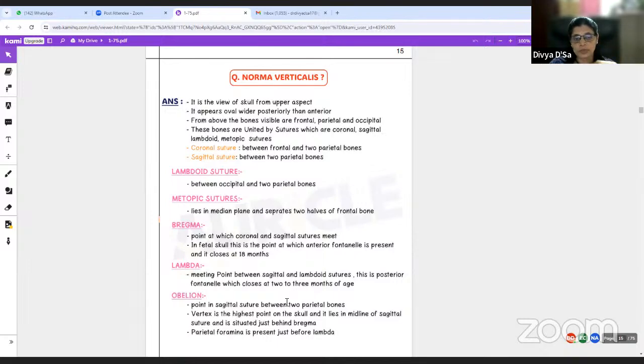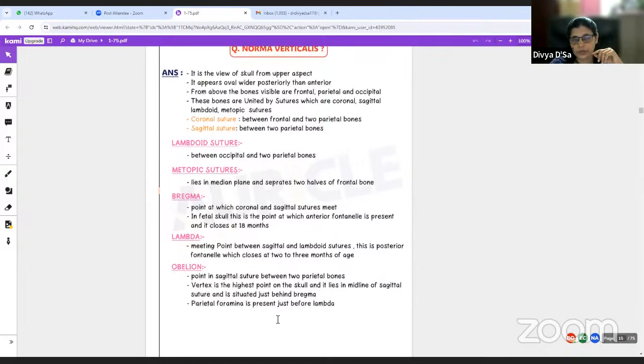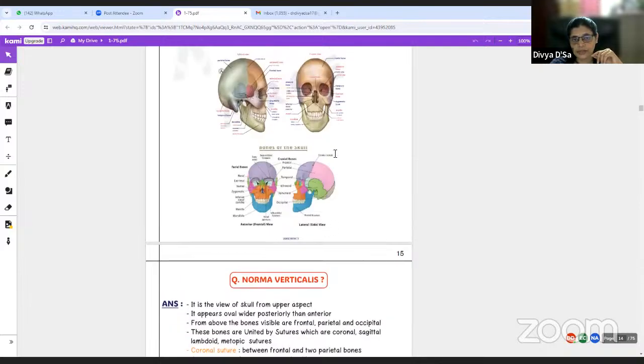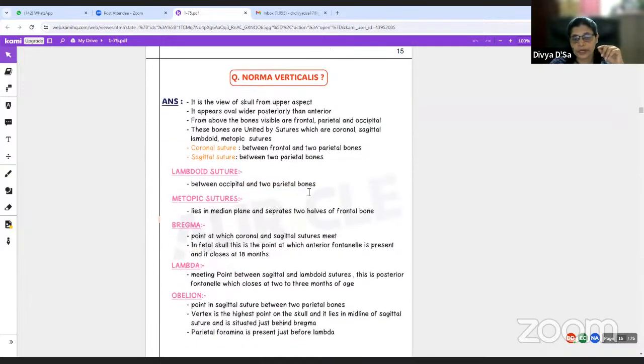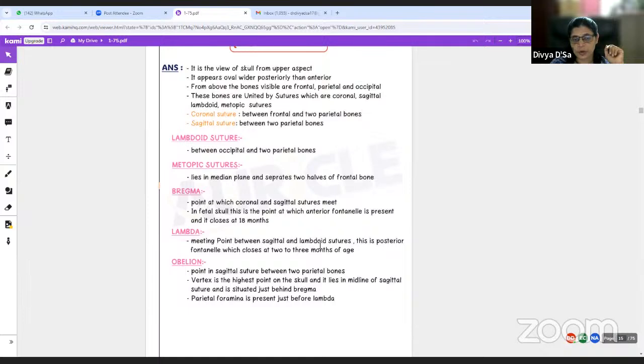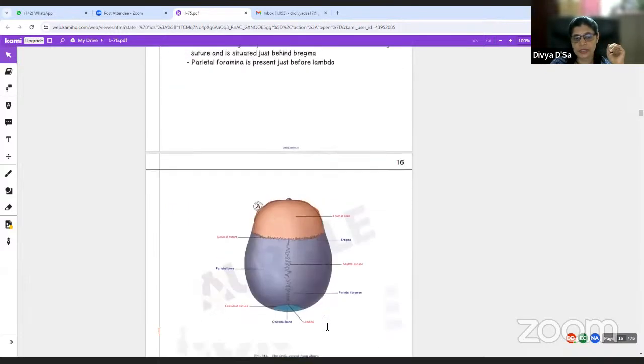Then obelion is a point in the sagittal suture, between the two parietal bones. Vertex is the highest point on the skull, and it lies in the midline of the sagittal suture, just behind the bregma. Parietal foramina are present on either side, in the parietal bone, basically for the passage of emissary veins.